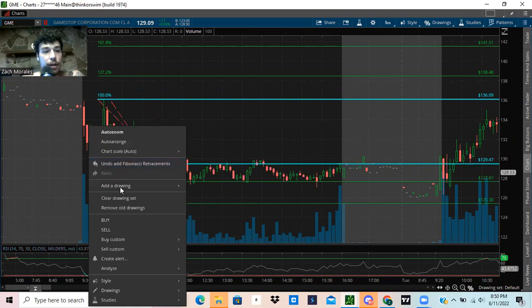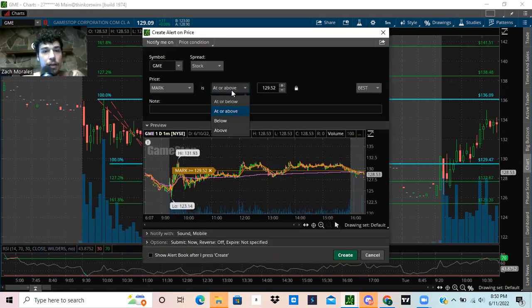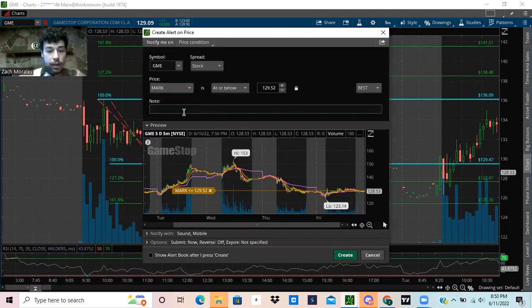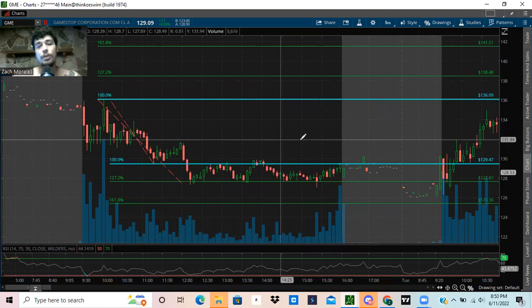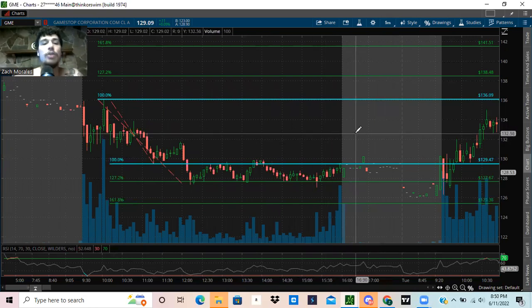Then we're going to come here and right click, create alert. And when it goes at or below, we're going to call this enter short position. So now I'm not even looking at the screen anymore. I charted this up, and now maybe I'm cooking some eggs, or cooking a little bit of lunch, depending on what time of the day it is. You get an alert: oh, boom, enter short position. So now it makes things a lot easier for you. Now you have a game plan.